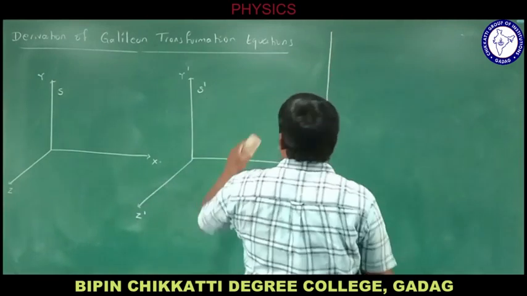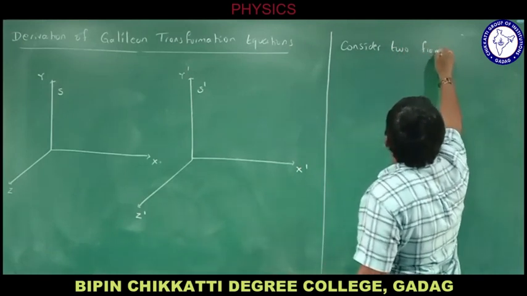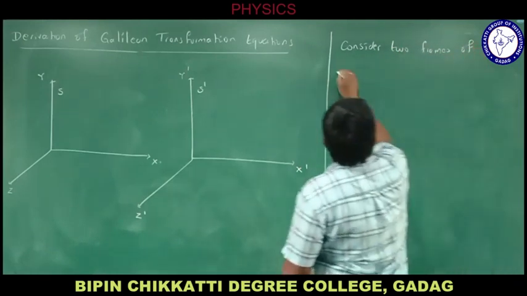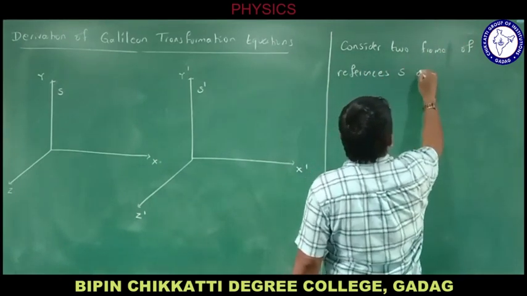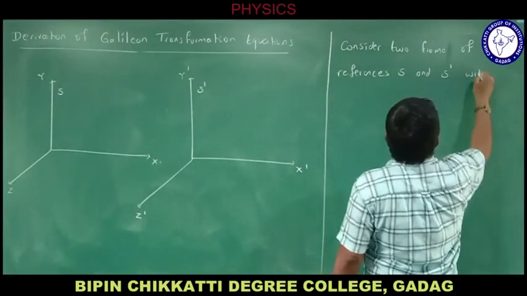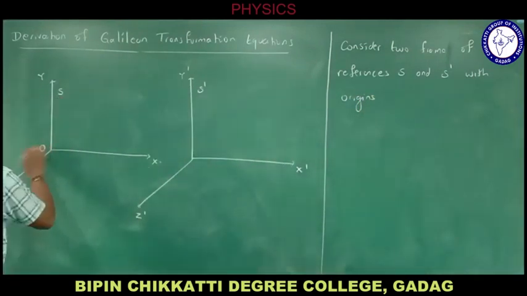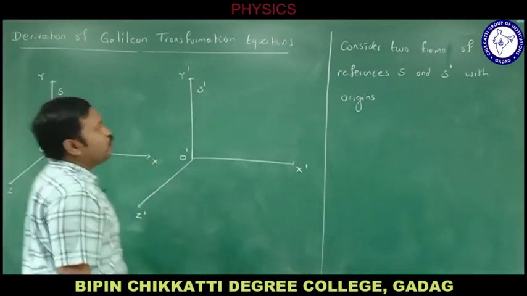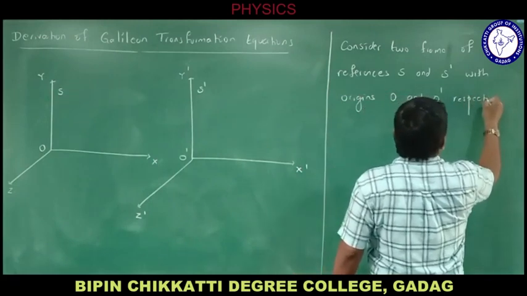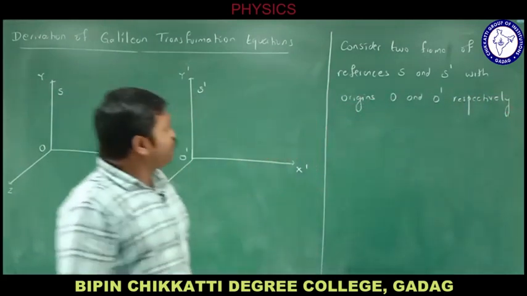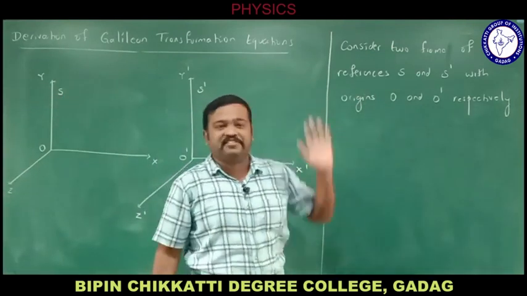Now let me begin. First of all, let us write: consider two frames of reference S and S dash with origins. Let me consider this as origin O, and this as origin O dash, with origins O and O dash respectively.